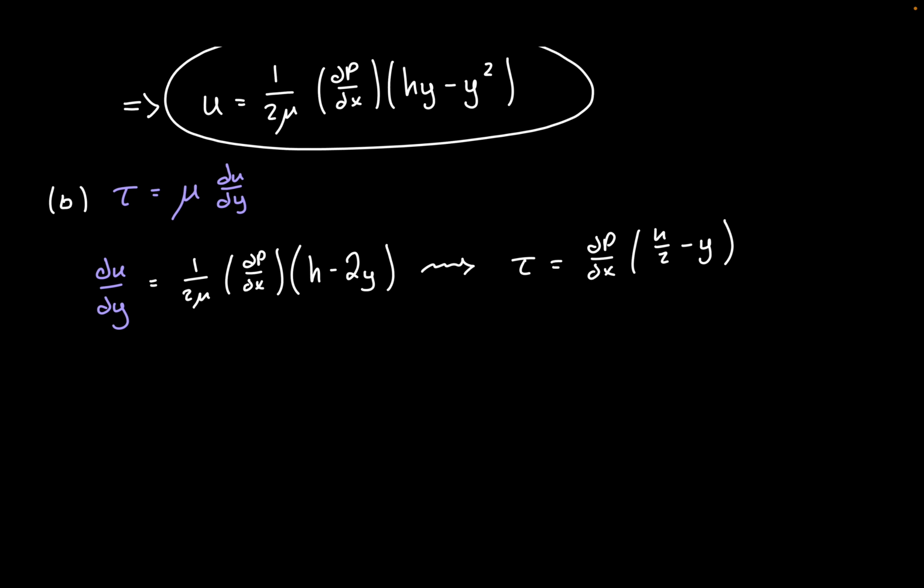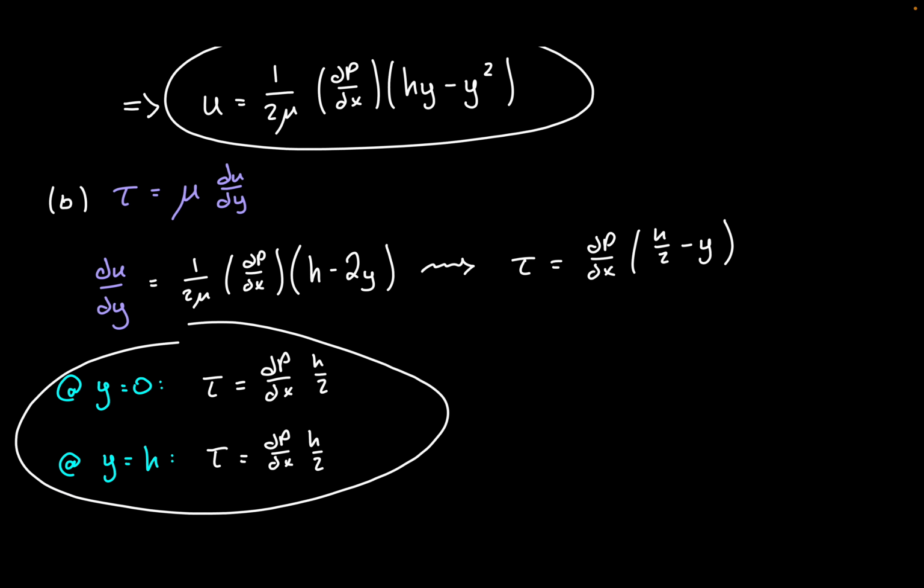So now what we can do is we can figure out what tau is both on the top layer as well as the bottom layer or bottom plate. So we can say, at y is equal to 0, we'll have tau is equal to dP over dx times h divided by 2, because essentially y will just drop out. And then for the second one, so essentially the top plate, y is equal to h, then tau will equal dP dx, and then h divided by 2.